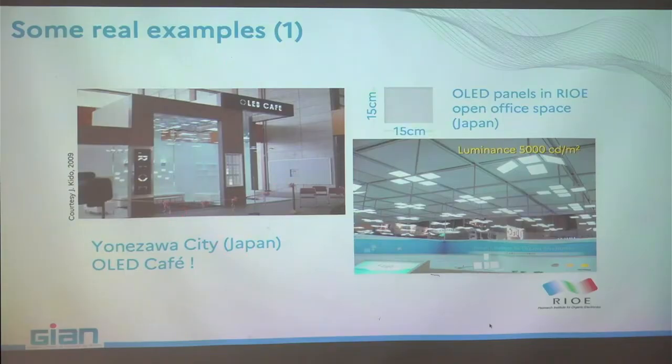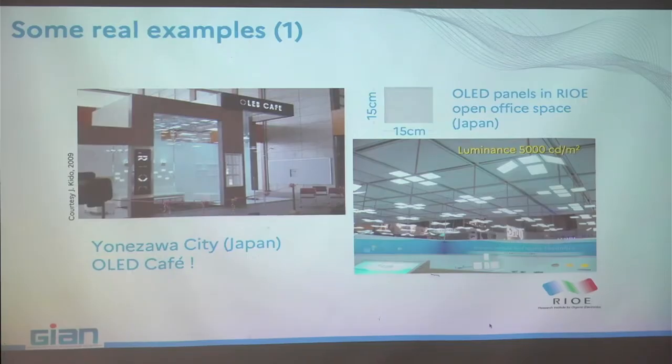I remind you that Kido was the guy who produced the first white organic LED. And this is the OLED cafe of Kido. He was going from exposition to expo with his OLED cafe. Everything inside is illuminated by OLEDs. And this is also from a Japanese company with moving fixtures. And you see it's absolutely thin, because here the source is just a few microns, even less.